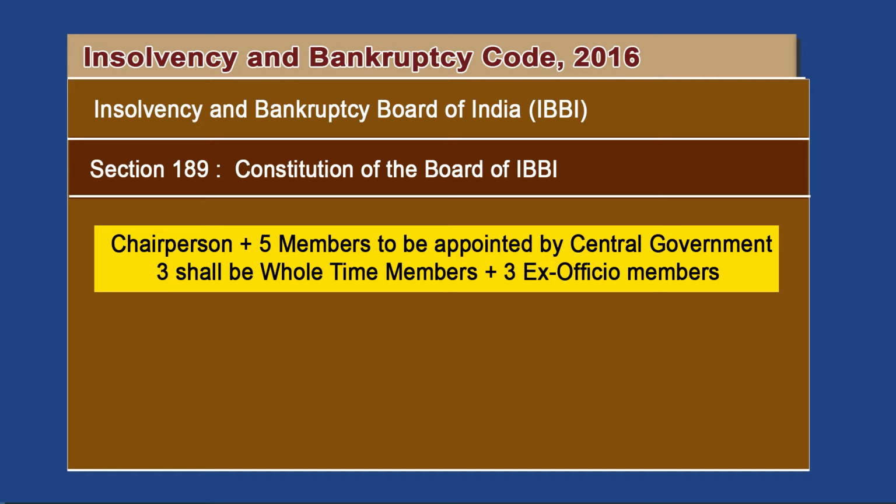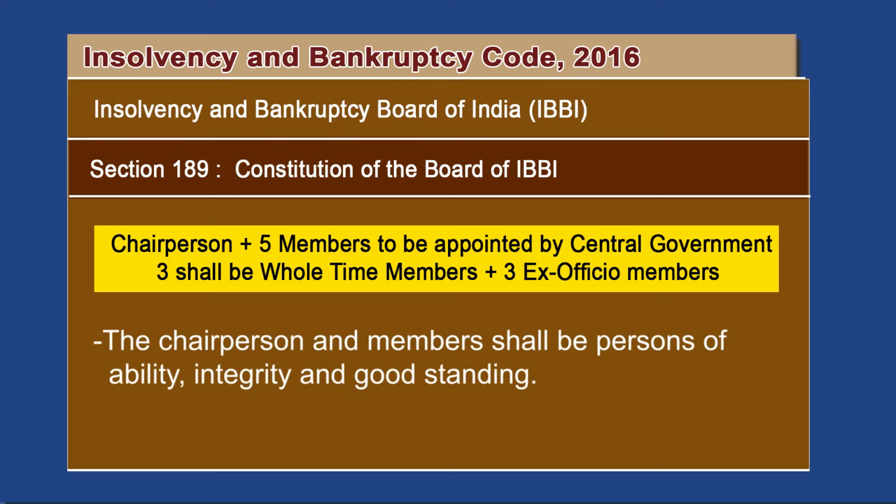As per section 189, the board shall consist of: first, a chairperson, plus 5 members to be appointed by the central government, of whom at least 3 shall be whole time members, plus 3 ex officio members not below the rank of joint secretary to the government. Out of these ex officio members, 1 each shall represent the Ministry of Finance, Ministry of Corporate Affairs and Ministry of Law, plus 1 member nominated from RBI.